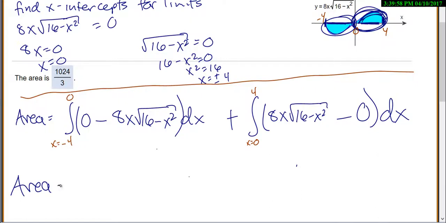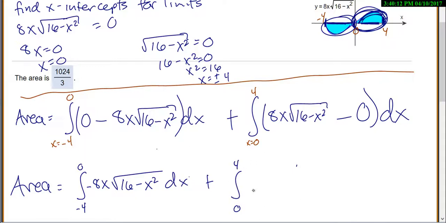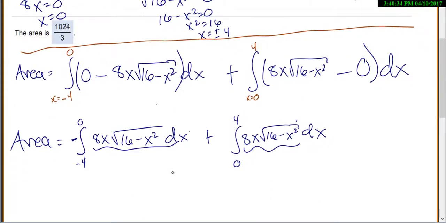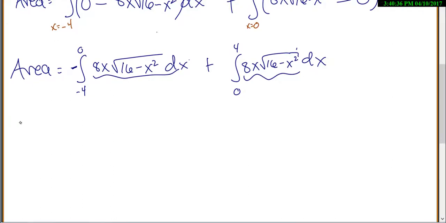So we finally have set up, we're going to integrate from negative 4 to 0 of a negative 8x square root of 16 minus x squared dx, plus the integral from 0 to 4 of 8x square root of 16 minus x squared dx. Now, do you notice this negative here? Let's just go ahead and pull that out to the outside. You can always pull a negative out. You can pull any number out. And now, these two are going to be the same. And that will be nice, because now I only have to integrate it once, and then I can just plug in my limits twice, but I don't actually need to integrate it multiple times.